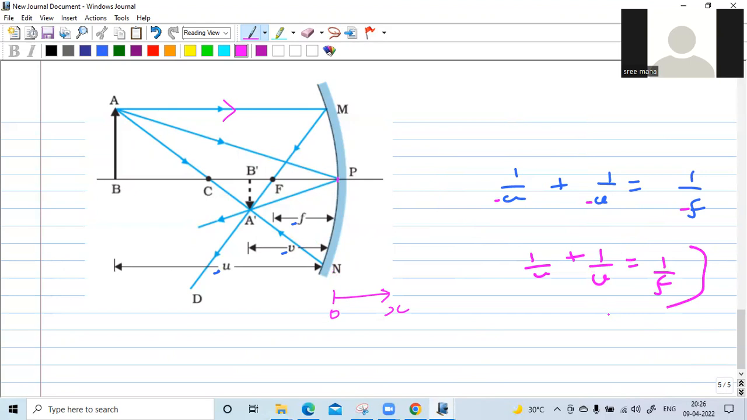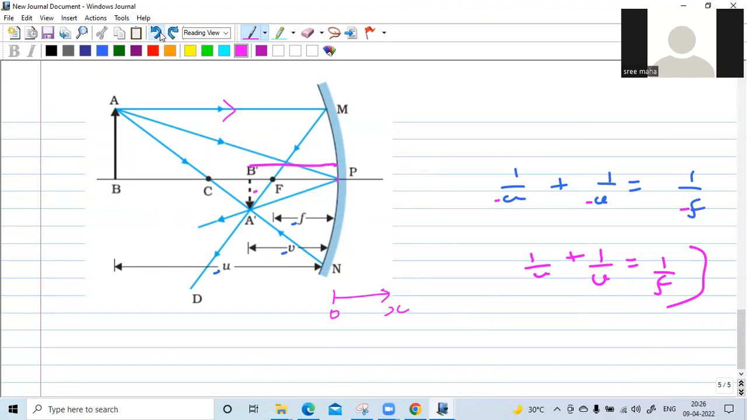How to find the direction of the image, sir? Here it is an inverted image. Inverted doesn't matter. The distance of this image is B prime to P. This is the parallel distance. You don't have to bother with it.